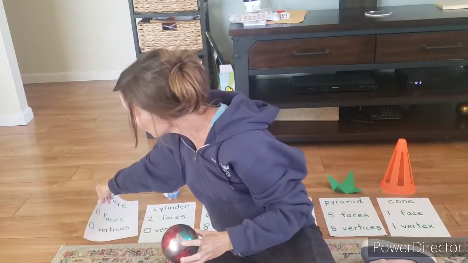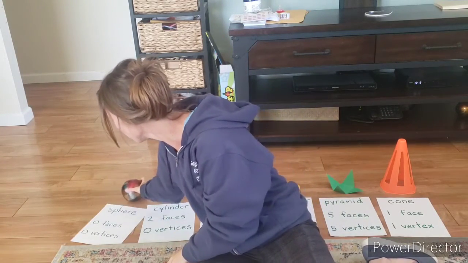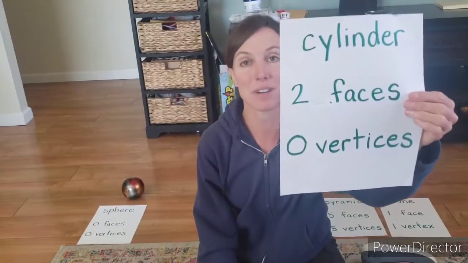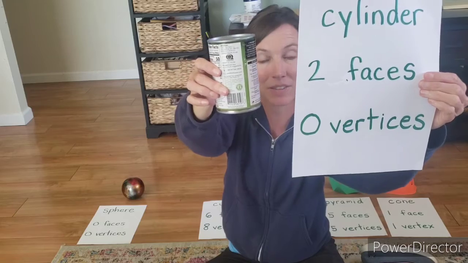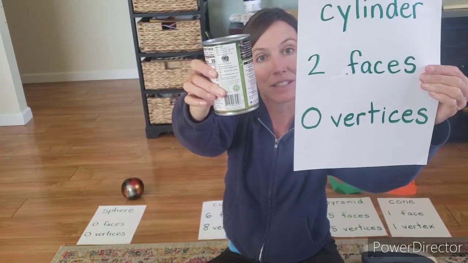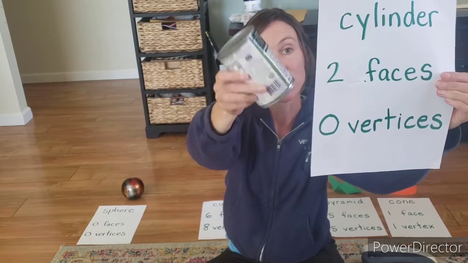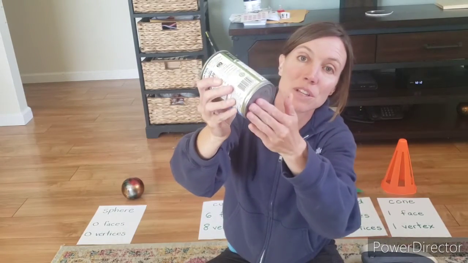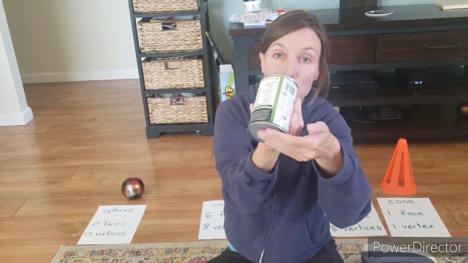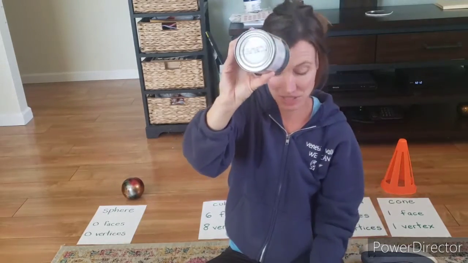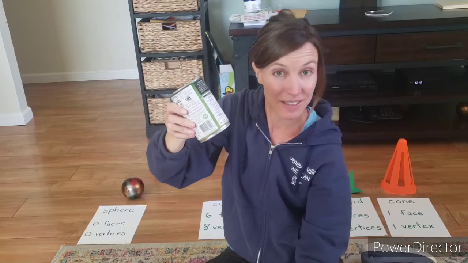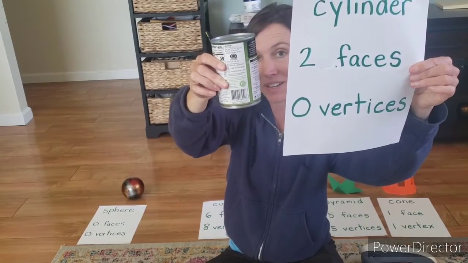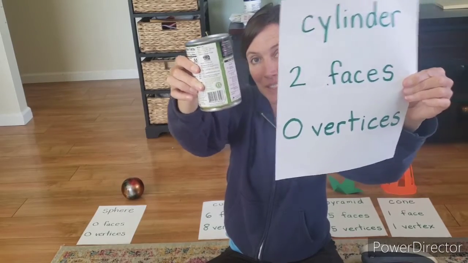All right, the next shape we're going to talk about is a cylinder. So a cylinder is easy to find in your house because it's any kind of canned good. And a cylinder has 2 faces or 2 flat sides. Do you see how there's a flat circle on the top and a flat circle on the bottom? Those are called faces. So it has 2 faces. And again, this one has 0 vertices. There's no real points where it comes together. Okay, so that's a cylinder.